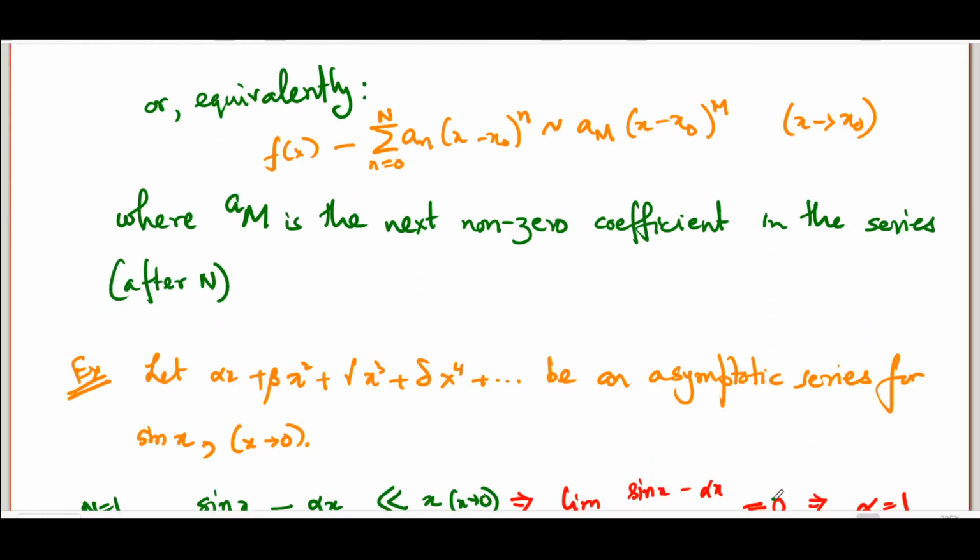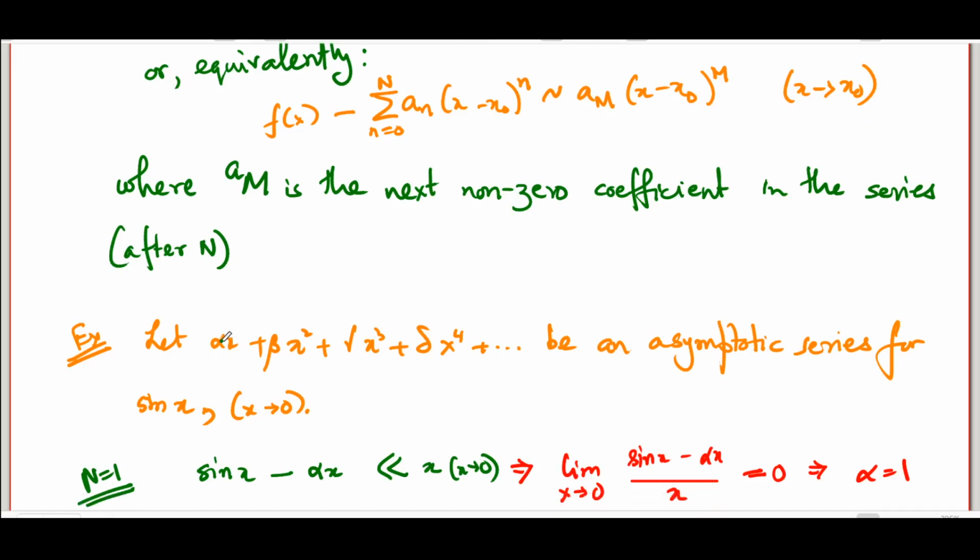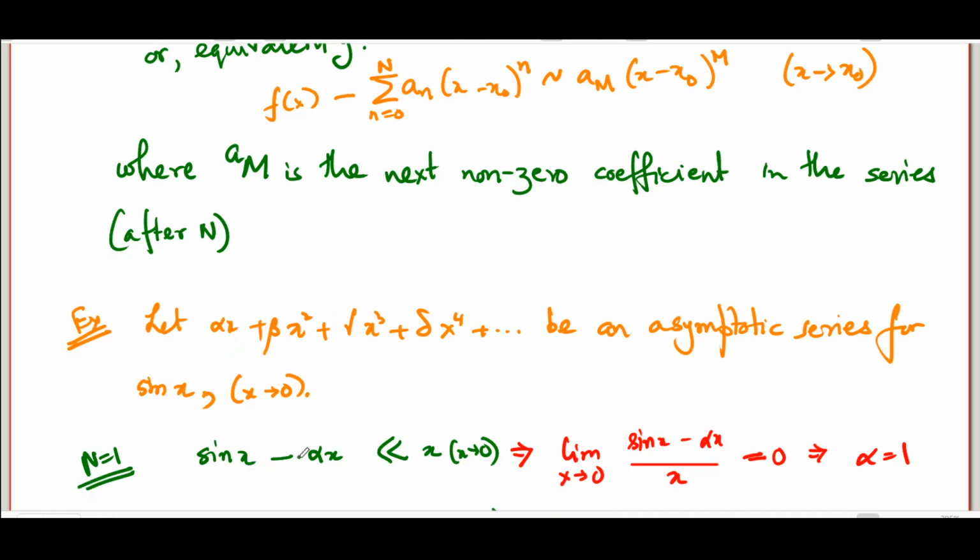So let's try to figure out what the asymptotic series will be for sin x. We will do this the long way by just relying on the definition. So this means that all the individual partial sums, like the partial sum up to capital N equal to 1, is just alpha x, that has to be negligible compared to x. So sin x minus alpha x must be negligible compared to x as x goes to 0. Which in other words means (sin x minus alpha x) by x, this ratio has to go to the limit of 0 when x goes to 0.